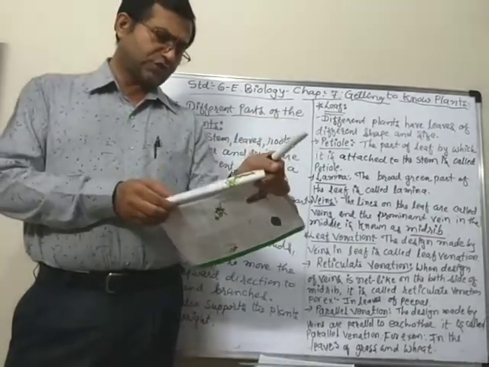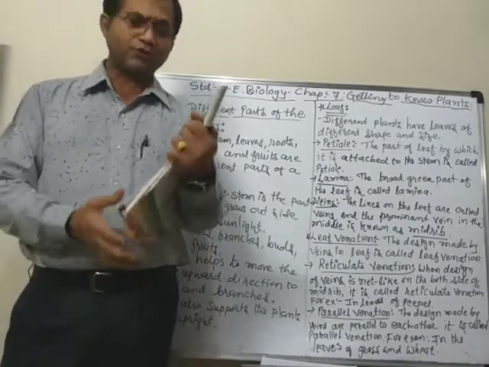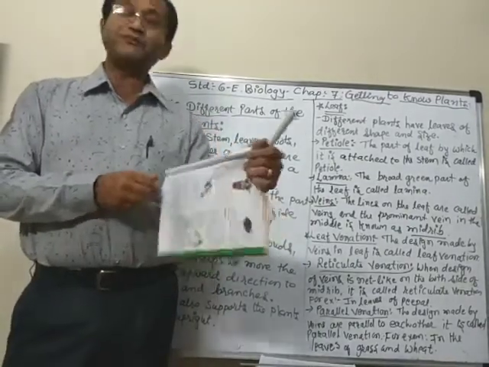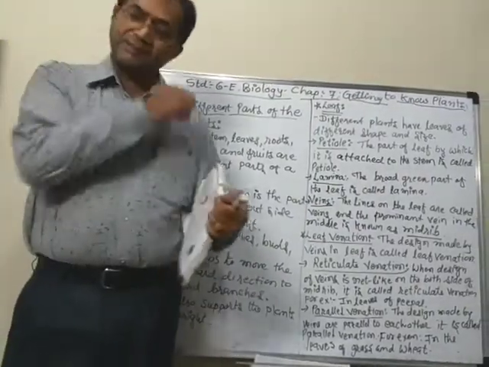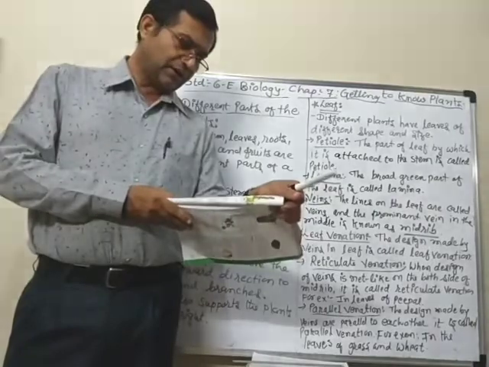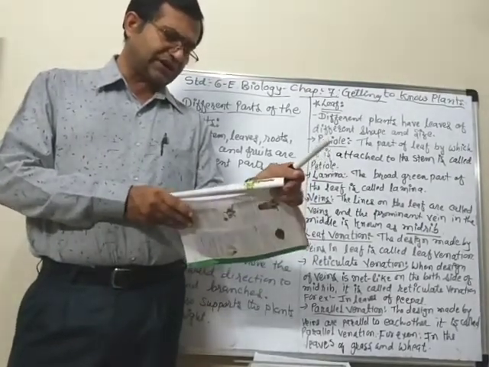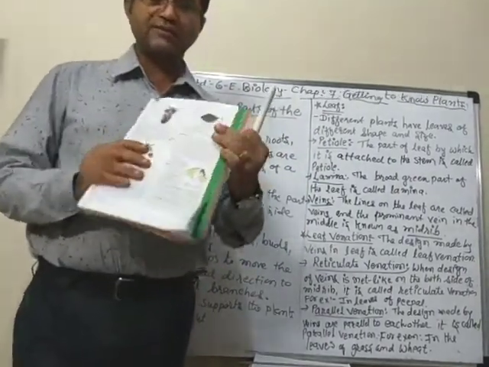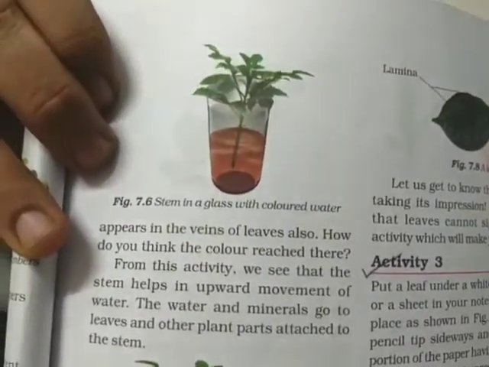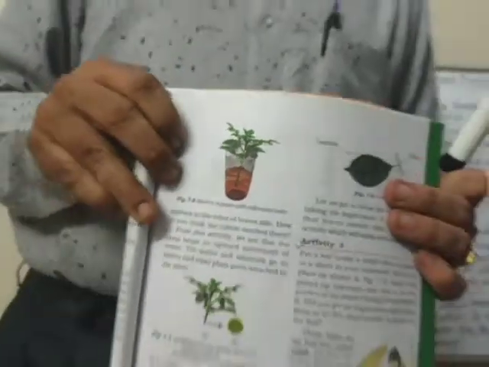Pour water to fill 1/3 of the glass. Take the glass and fill it up to 1/3, and then add a few drops of red or blue, whatever ink is available to you. Then cut the base of the stem and put it in the glass as shown in the figure. So you can see that they put the plant in the glass. The water is colored with the red ink.